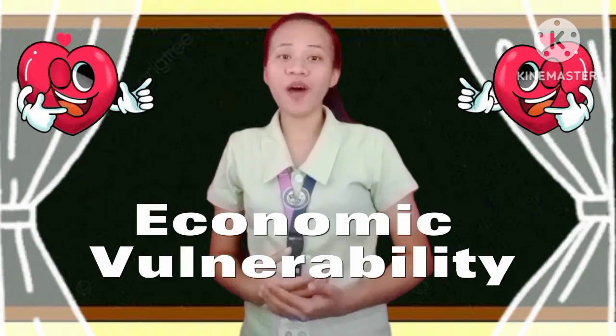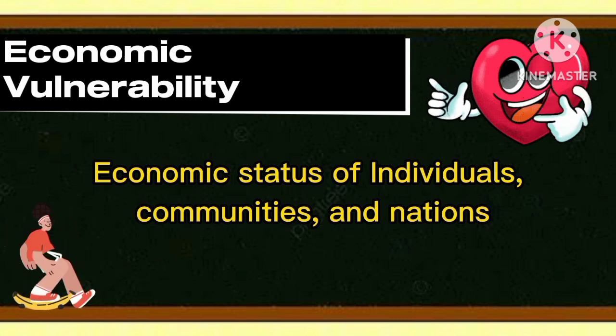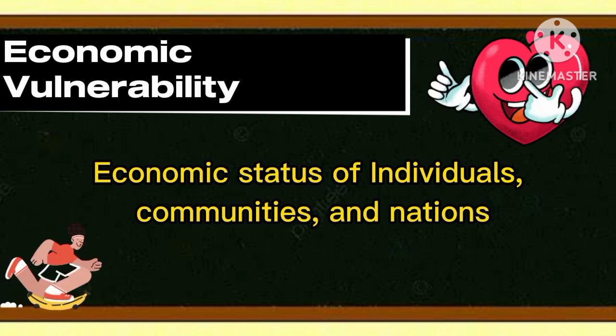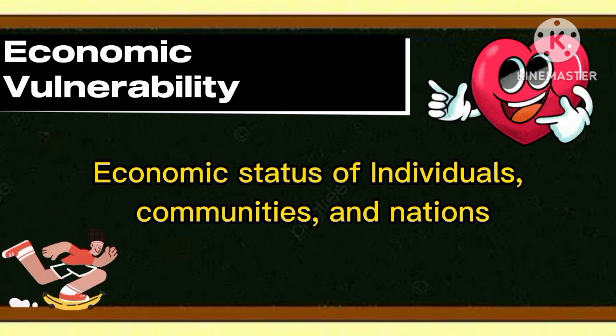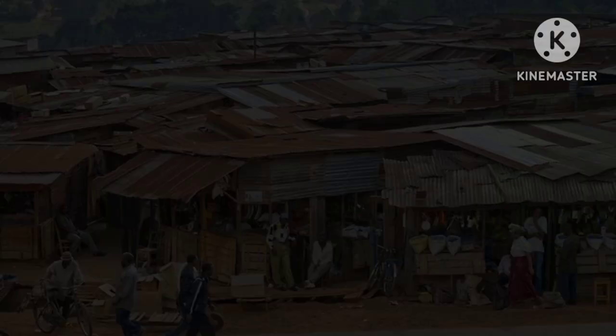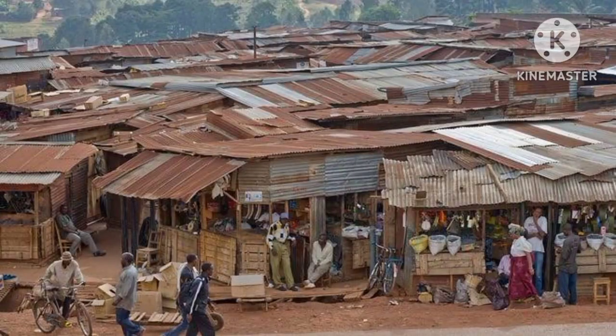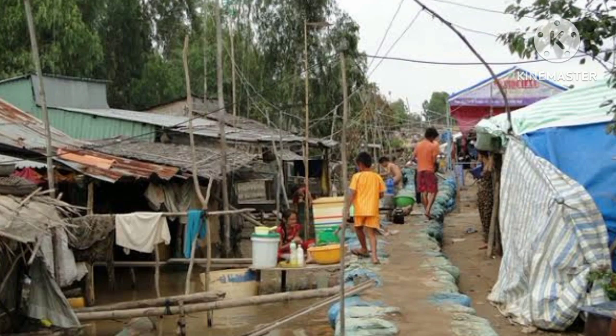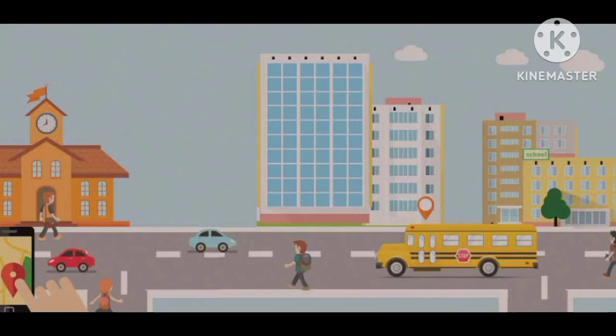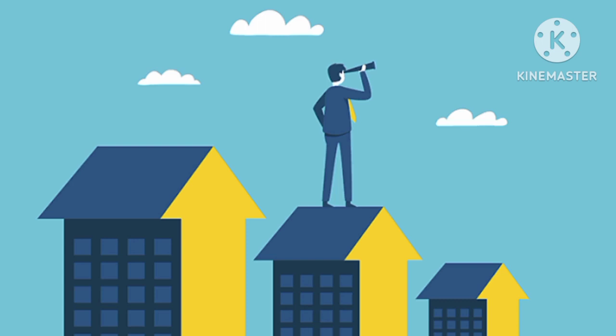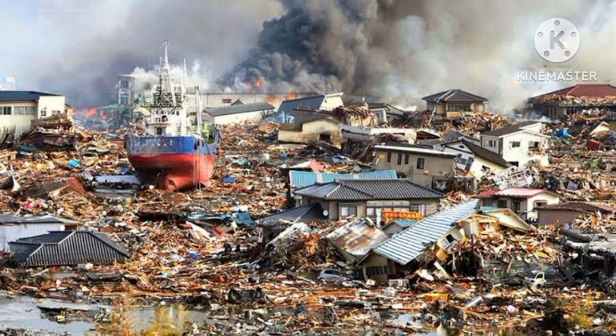Third, economic vulnerability. Economic vulnerability is based on the economic status of individuals, communities, and nations. The poorer the country, the more vulnerable to disaster because of the lack of defense or budgets to build sturdy structures and put other engineering measures in place which protect them from being affected by disasters.